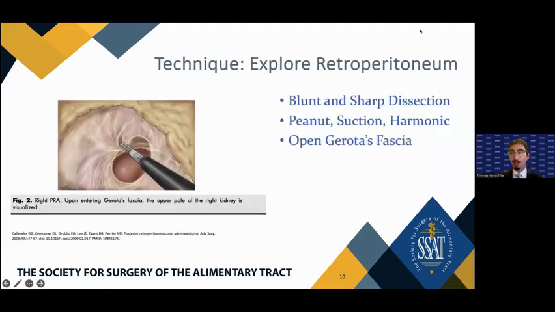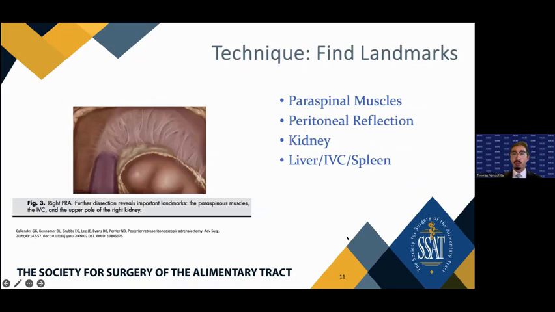Now, I'm going to show a couple of small pictures of what it is before I show some videos, just because of the unfamiliarity. So when you first get in, the first part is exploring the retroperitoneum. So you're going to find some fat, you're going to find Gerota's. That's a combination of blunt and sharp dissection, peanut, suction, harmonic until you open it. Once you're in that plane, you're going to see Gerota's fascia, and in between, you're going to see the amount of fat as well. And you're still looking for the anatomic structures that help you to delineate where to go. The first one, immediately you're going to see the paraspinous muscles, laterally the peritoneal reflection, and inferiorly the kidney. And those are the borders for your safety where you're doing dissection.